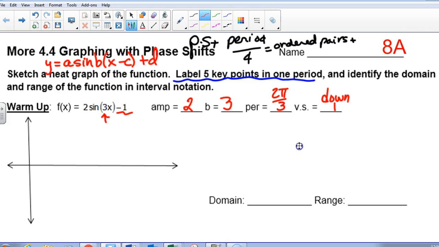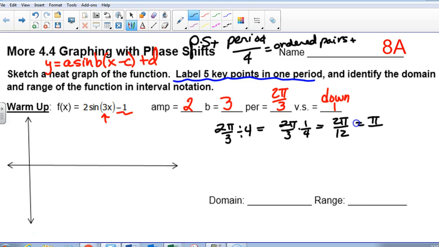Now, if I take that period and divide it by 4, what will I get? I'll get 2 pi over 12 or pi over 6. That's what we're going to have to count by to get in our ordered pairs.